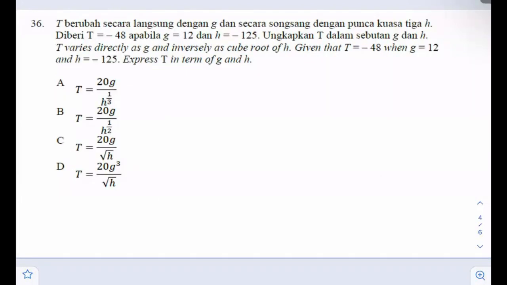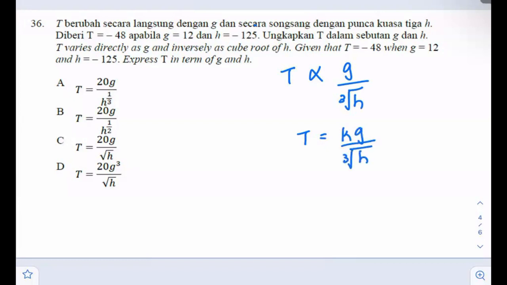Next, we have t varies directly as g and inversely as the cube root of h. So now we can write down the expression. T varies directly as g and inversely. When you see inverse, you have to put it over, and the variable is the cube root of h. And we change the variation sign to equal k. T equals kg over the cube root of h.